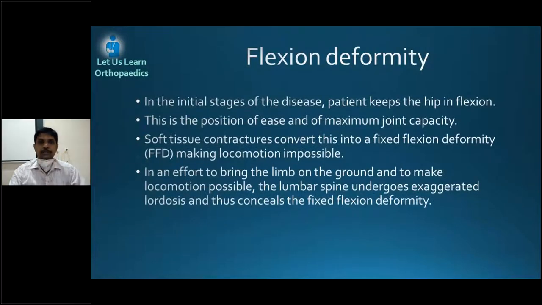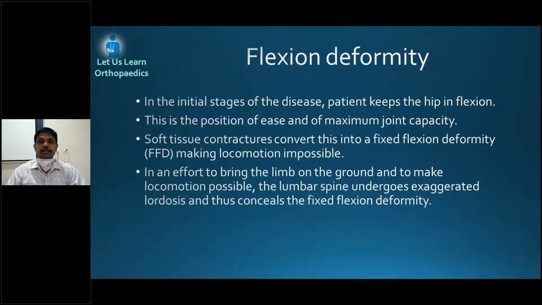What are the deformities, the attitudes, that will happen in the physical examination? In the initial stages of the disease, the patient keeps the hip in flexion. Why? Because this is the position of ease and maximum joint capacity. The joint will be fully expanded when you flex the hip, so that it can accommodate all the fluid, all the abscesses, all the debris from the TB hip, and the patient feels ease. So this is the position of ease. That's why the hip will mostly be in flexion.